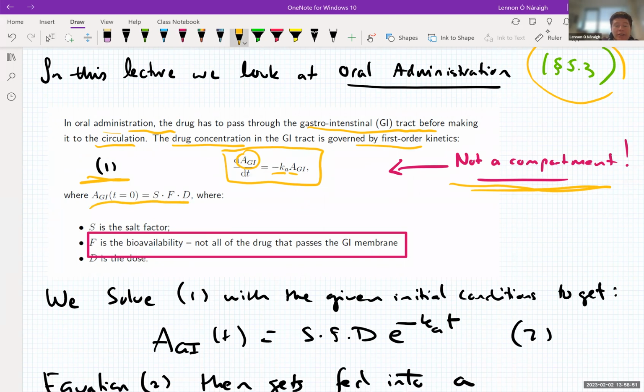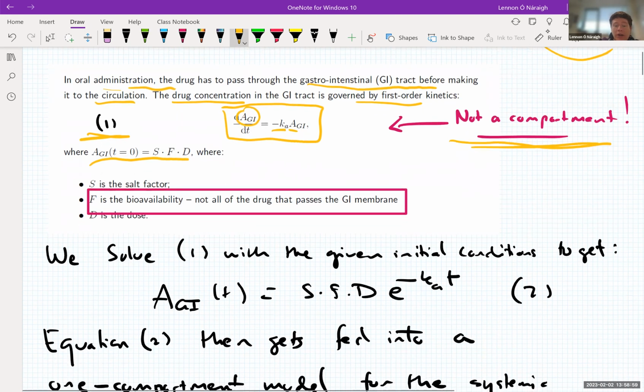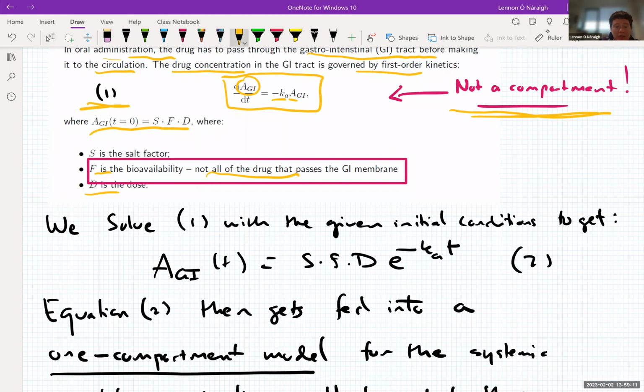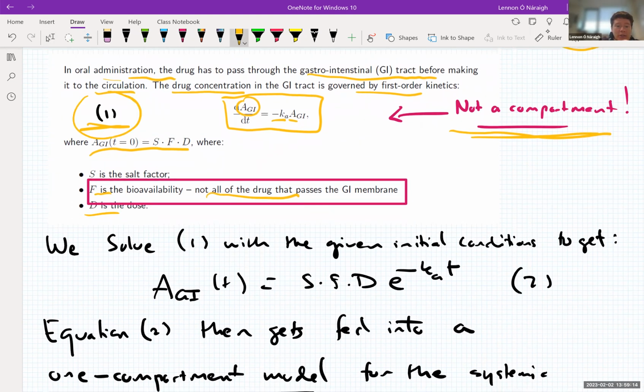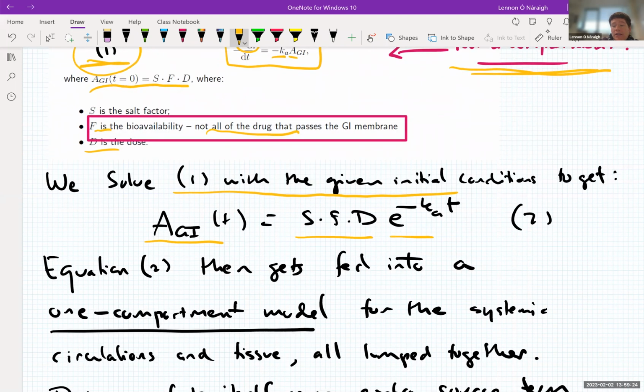AGI then is given as S times F times D. S is the salt factor, which we had before. F is new. It's the bioavailability, and it refers to the fact that not all of the drug that is taken orally passes the GI membrane. Only a fraction F does. D is the dose. So we solve equation 1 with the given initial condition, SFD, to get that the amount of drug in the GI tract is SFD times e to the minus Ka t. This will be our equation 2.